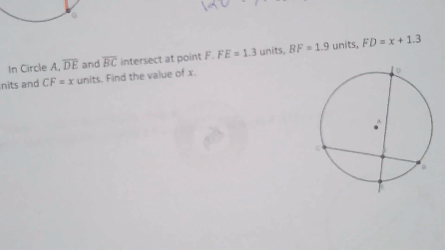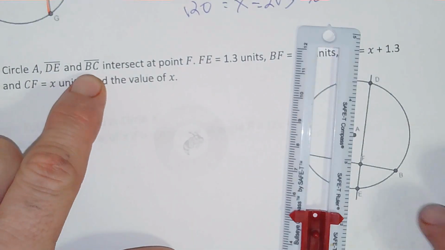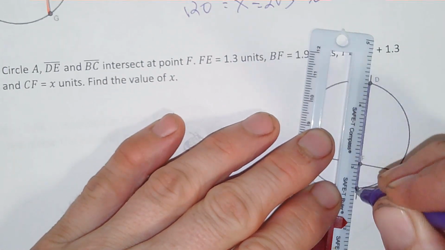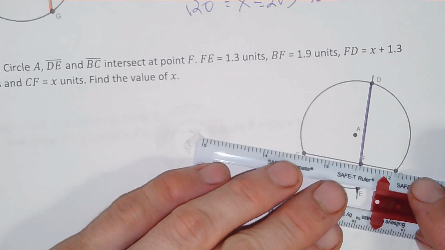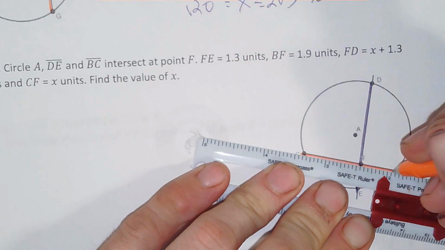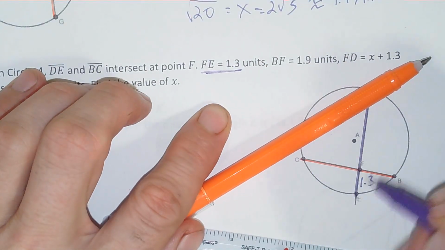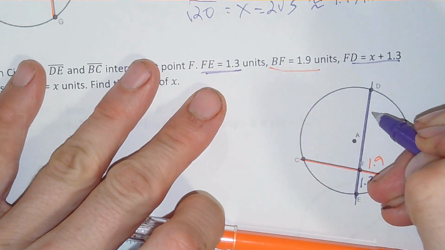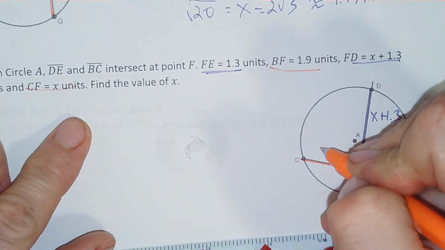Okay, this one, we have DE, the whole length. DE and BC intersect at point F, and we're going to call DE purple, and we're going to call our BC line orange. All right. So FE is purple, and it's 1.3. BF is orange, and it's 1.9. FD is purple, and it's x plus 1.3. And CF is orange, and it's x units.